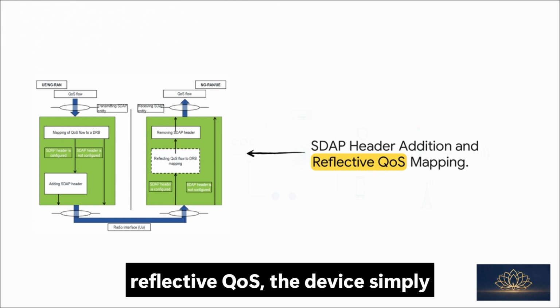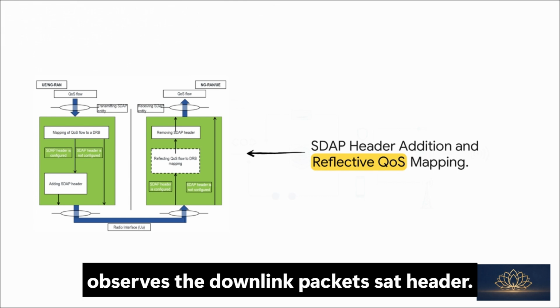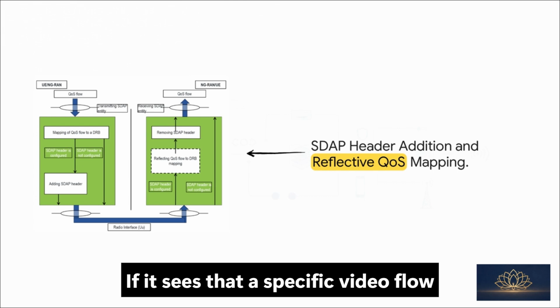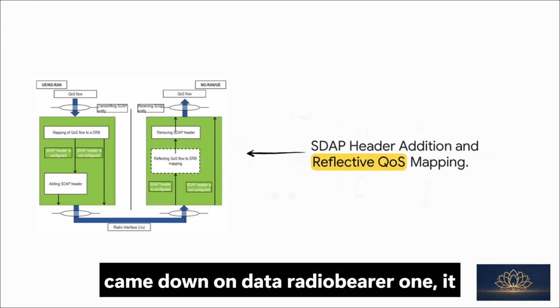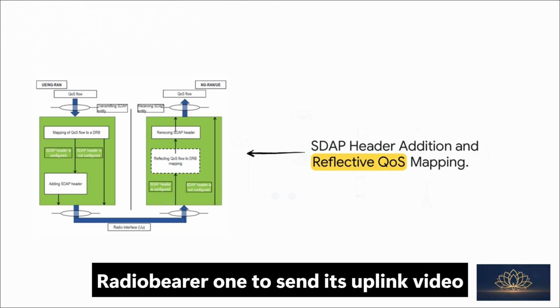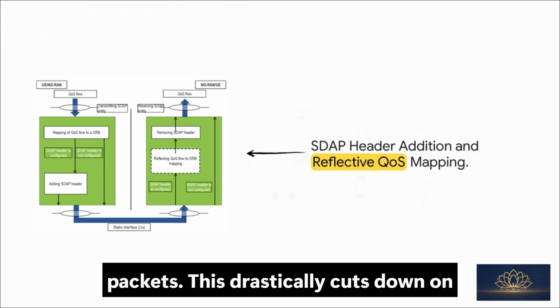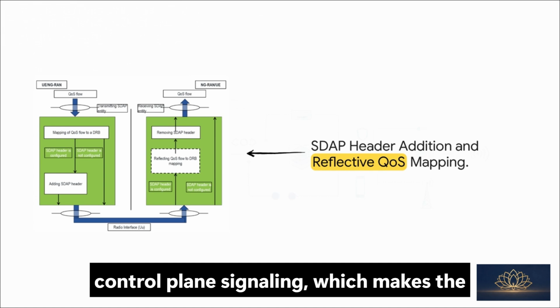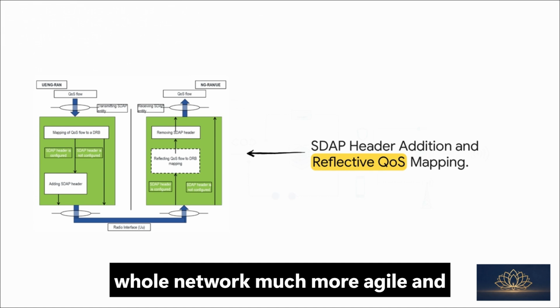With reflective QoS, the device simply observes the downlink packet's SDAP header. If it sees that a specific video flow came down on data radio bearer 1, it just reflects that rule, using data radio bearer 1 to send its uplink video packets. This drastically cuts down on control plane signaling, which makes the whole network much more agile and scalable for enterprise deployments.